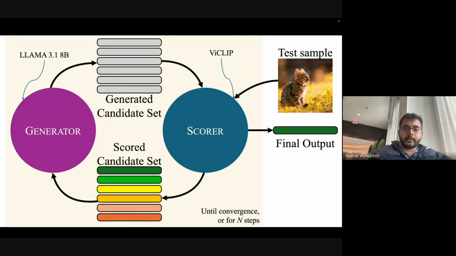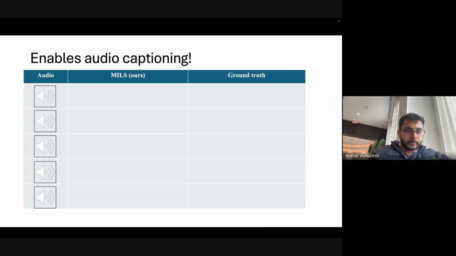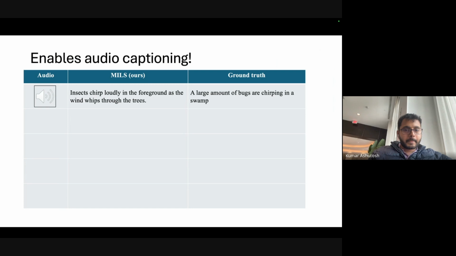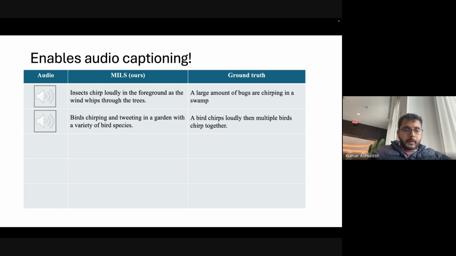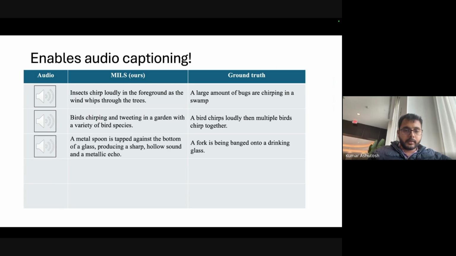Similarly, we can replace VideoCLIP with ImageBind. ImageBind is a method that projects multiple modalities into the same dimension. So we can use ImageBind now to even caption audio. Everything remains the same. We just replace CLIP with ImageBind, and now we can caption audios. The birds are chirping and tweeting in a garden with a variety of bird species, and this is captured in the audio as well.